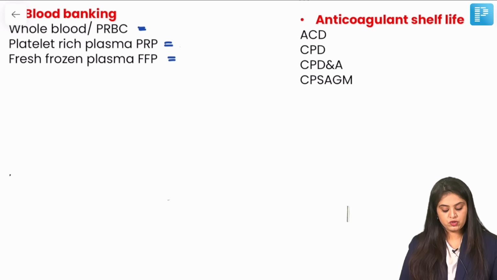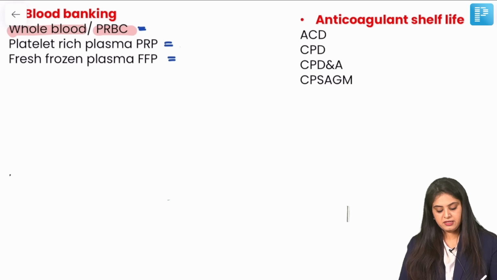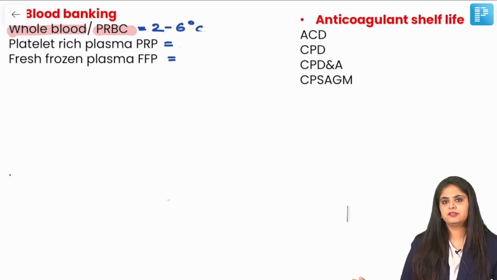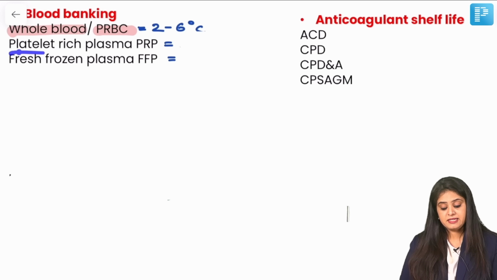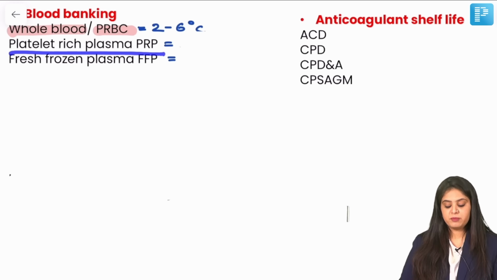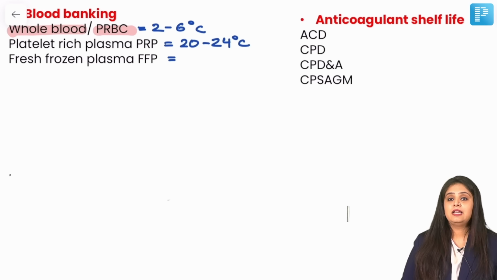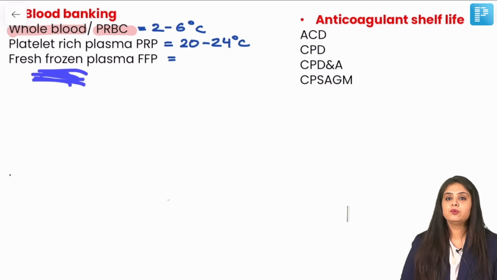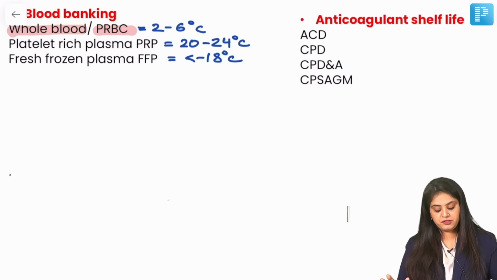blood banking temperatures. Anything that has red color blood, like red blood cells, will be kept in a refrigerator between 2 to 6 degrees. Next, anything like platelet, especially during dengue season, platelet rich plasma is stored a lot, that is kept at a higher temperature of 20 to 24 degrees. Lastly, fresh frozen plasma, obviously frozen, has to be kept at a minus temperature of less than minus 18, but the shelf life is different.